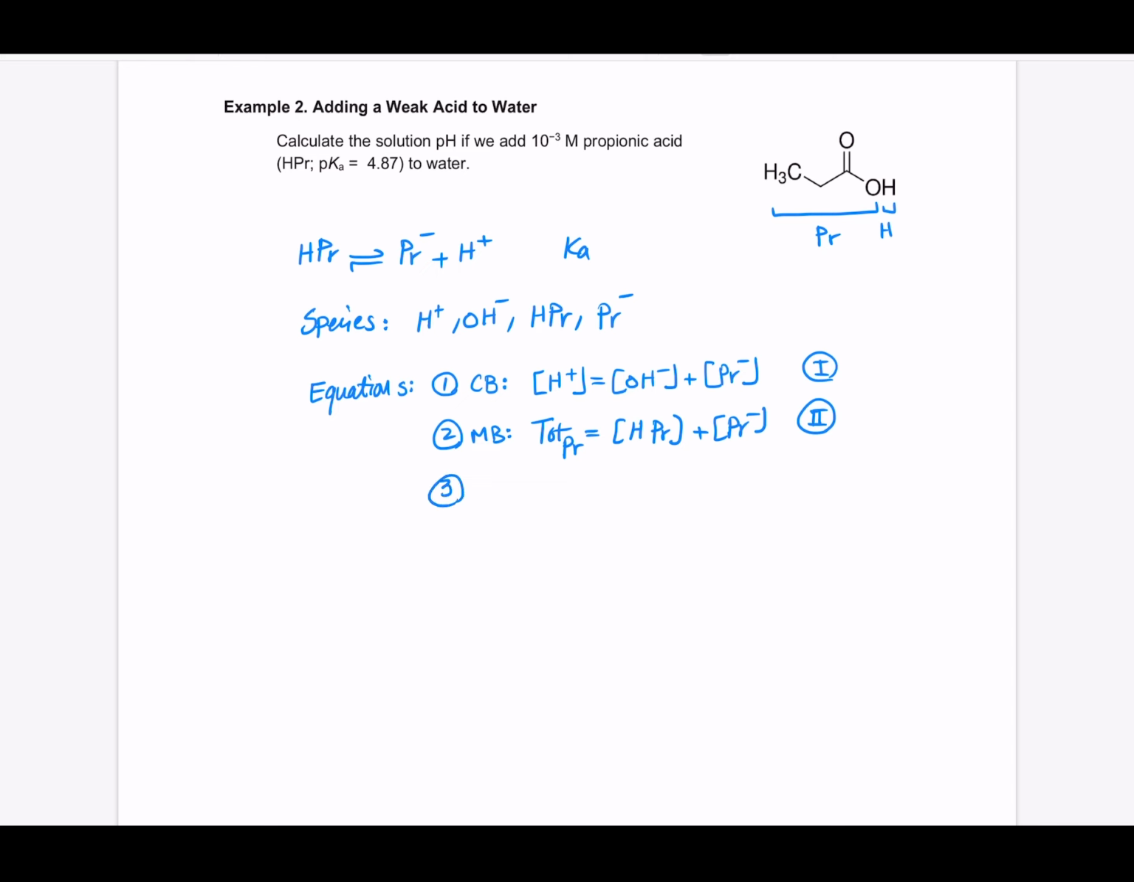The third would be the equilibrium. KW is always there, H plus times OH minus. Then the last one is basically Ka, which is PR minus times H plus over HPR.